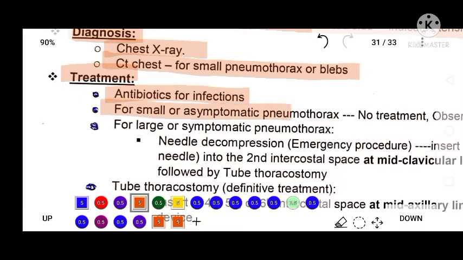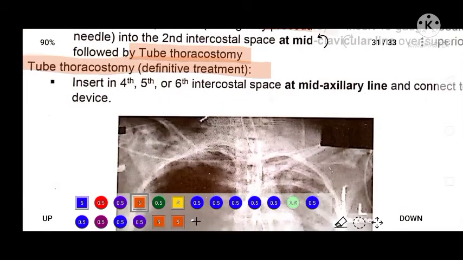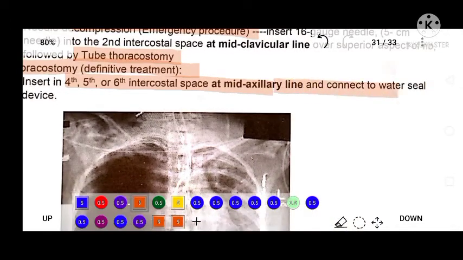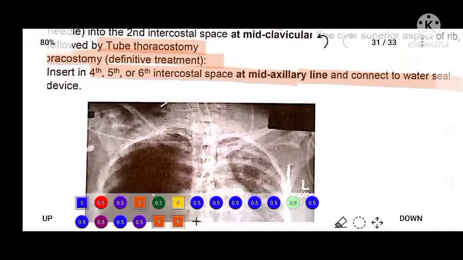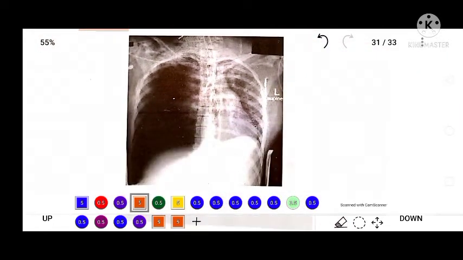For small asymptomatic pneumothorax, no treatment is required. And if there is a large pneumothorax, then needle decompression should be done, and tube thoracostomy is performed. Tube thoracostomy is the definitive treatment, in which a tube is inserted at the fourth, fifth, and sixth intercostal space at the mid-axillary line, which is connected to the water seal device. So in this way we can relieve pneumothorax.